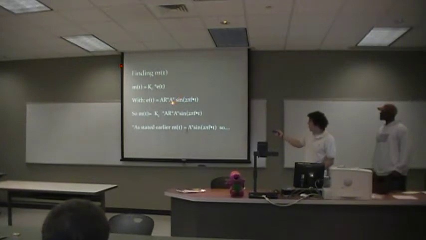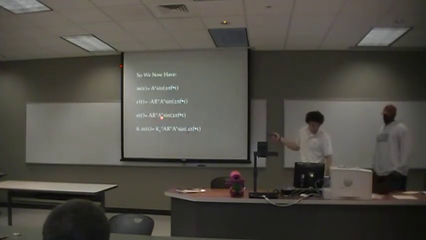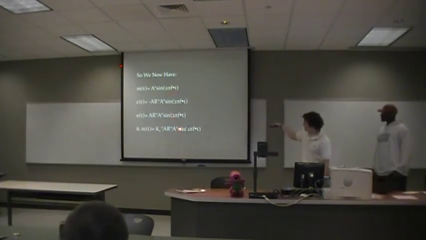Well, with that in mind, our E of t equals AR times A times sine of 2 pi f t. And so with all these plugged in, we have M of t equals Kc AR A sine of 2 pi f t. But as stated earlier, M of t was supposed to equal A sine 2 pi f t. So if we set these equal to each other, with all the accumulated, we have M of t equals that, and also M of t equals that.